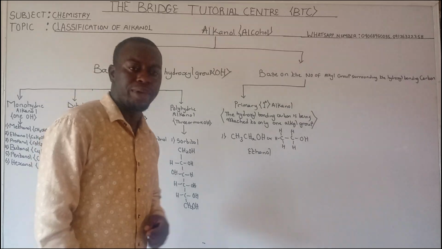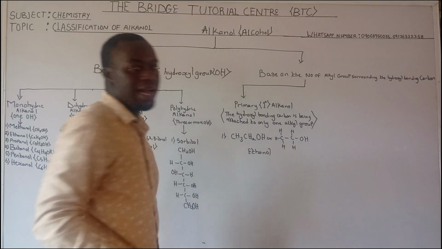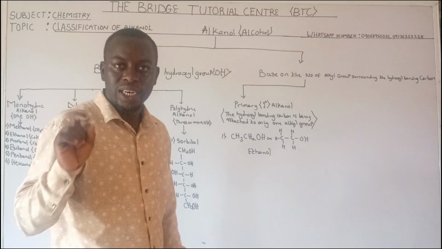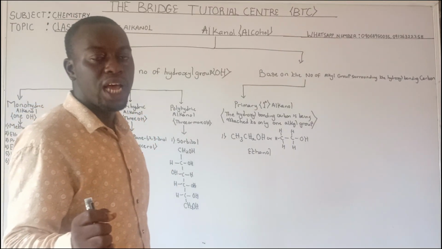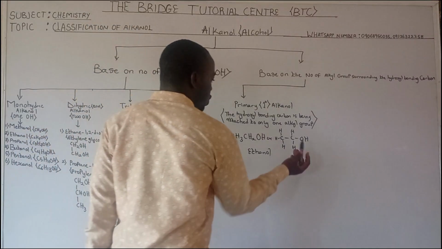Okay. So this ethanol, let's take a look. How do we know that it is a primary alkanol? The first thing, identify the hydroxyl bonding carbon. That is the carbon atom that is being bonded to the hydroxyl group. So taking a look at this structure, where is the carbon?